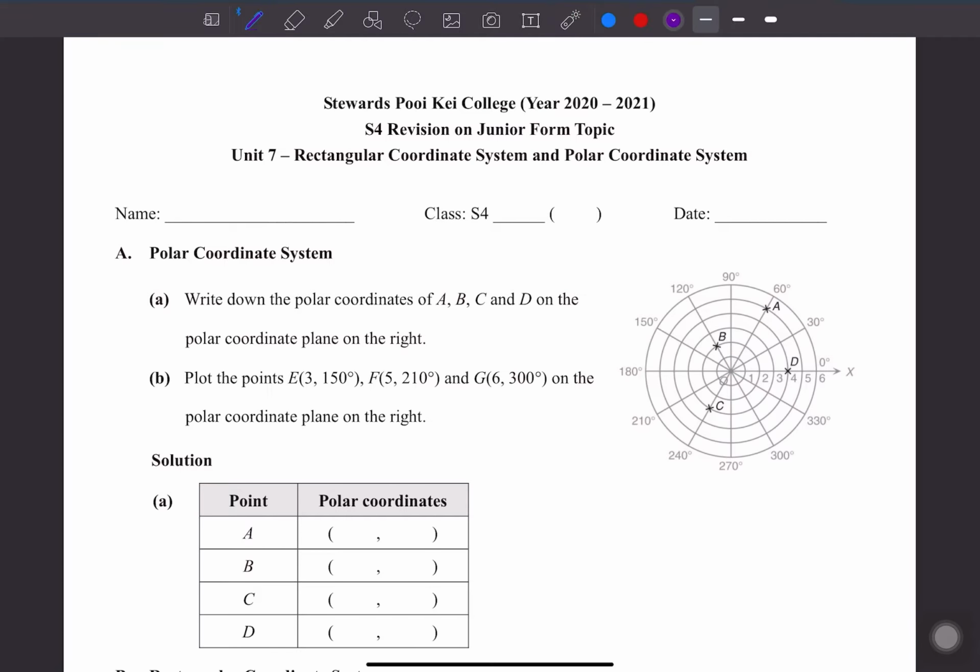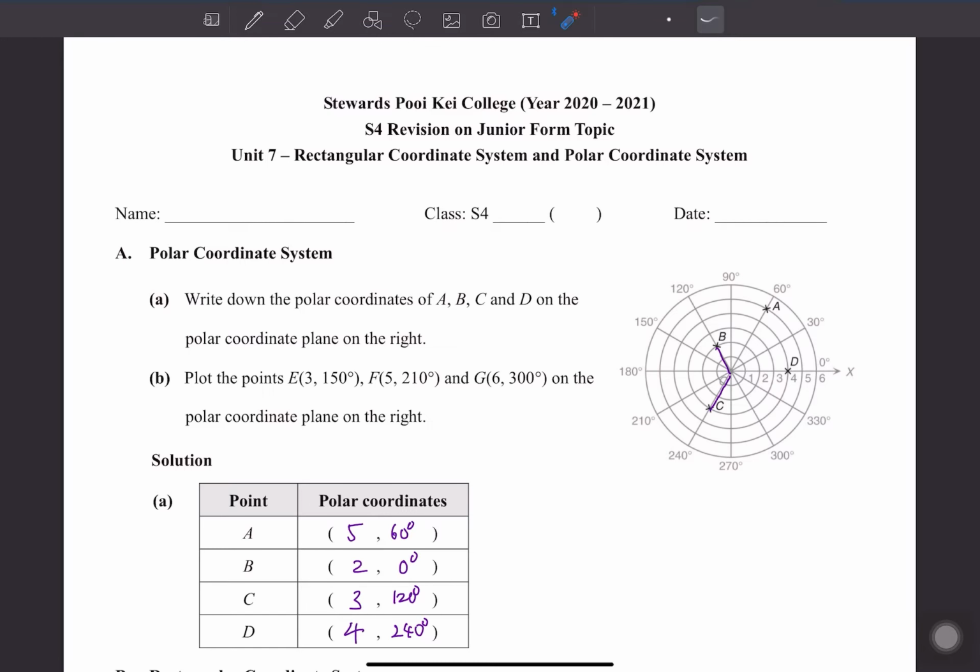So for point A, this is equal to 60. Point D is 0 degree. Point D is 120. And point E is equal to 240. Normally, we will use positive to represent it, but sometimes you can also see the negative. The negative means rotate clockwise, and then you can find the angles.